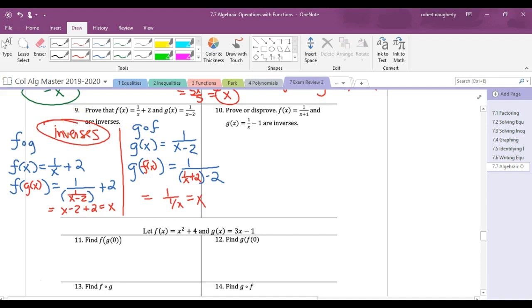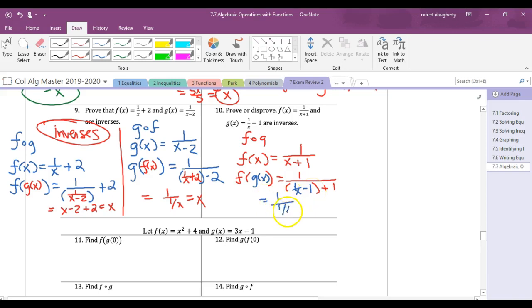Prove the following are inverses of each other. So f composition g. So f of x is 1 over x plus 1. Substituting in g of x, which is 1 over x minus 1. So this becomes 1 over 1 over x, which is x. That's what we want. Now let's look at g composition f.